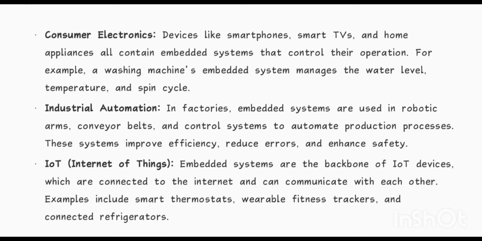IoT, Internet of Things. Embedded systems are the backbone of IoT devices, which are connected to the internet and can communicate with each other. Examples include smart thermostats, wearable fitness trackers, and connected refrigerators.